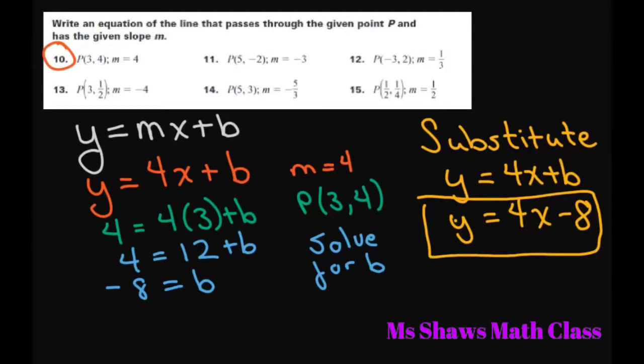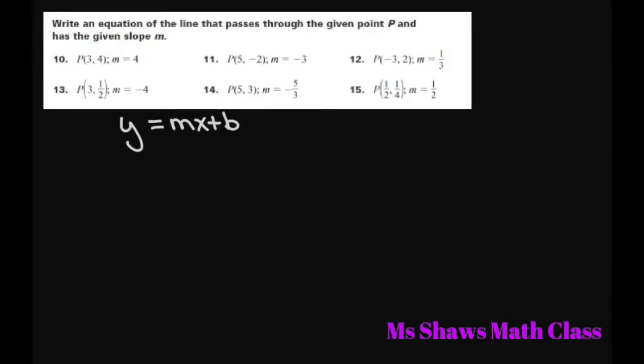Hey everyone, we're going to write an equation of the line that passes through a given point and has the given slope. So I already did number 10 here. That's an example, but we're going to do all 5 problems. So if you find one that you would like to really look at, you can just scroll through. So we're going to move on to number 11 and do this example.